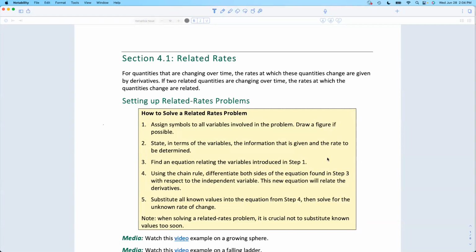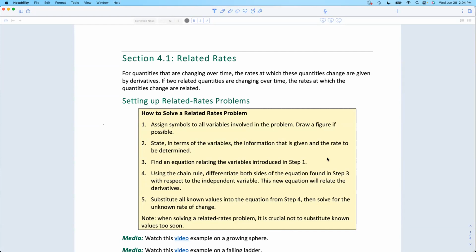Okay, related rates. Related rates are tough problems. We will always be trying to relate one derivative to another derivative. That's why these are called related rates. We're trying to write a relationship between two derivatives. And typically we're trying to solve for one of those derivatives at a particular moment in time.